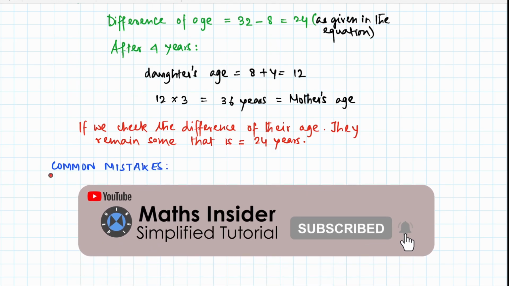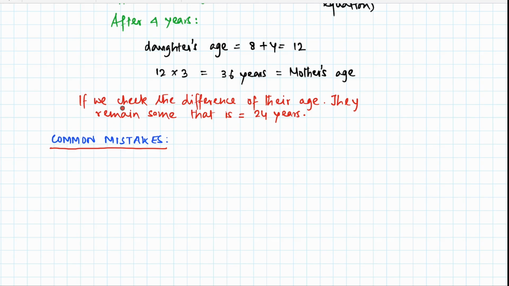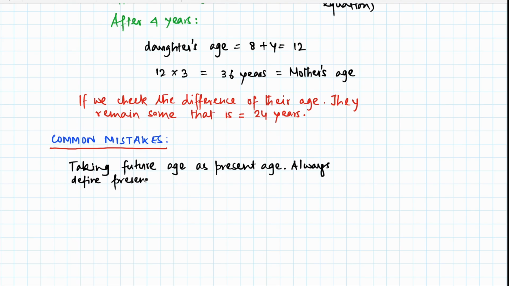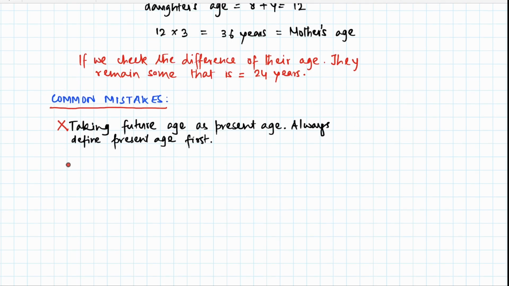Now, common mistakes which students generally make. So don't make these mistakes. Taking the future age as present age, we often do this. So always define the present age first. That is important. This is one mistake which most of the students make.